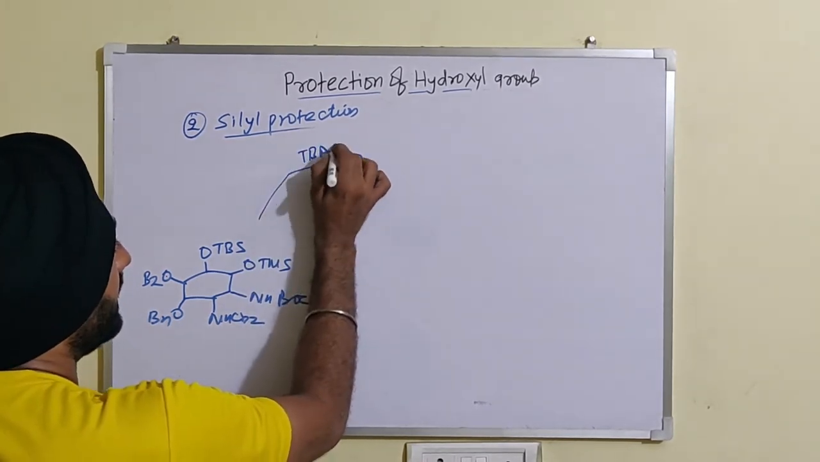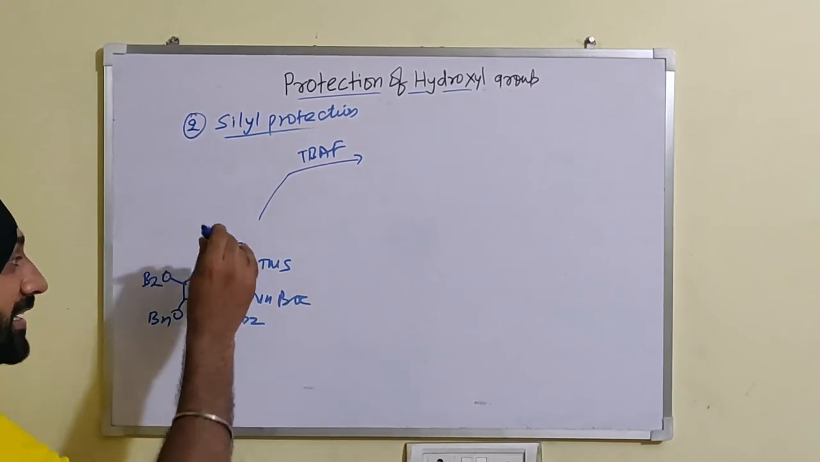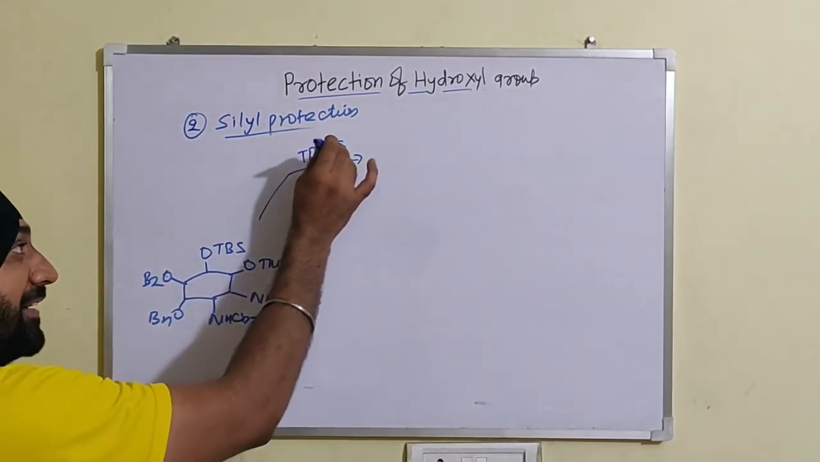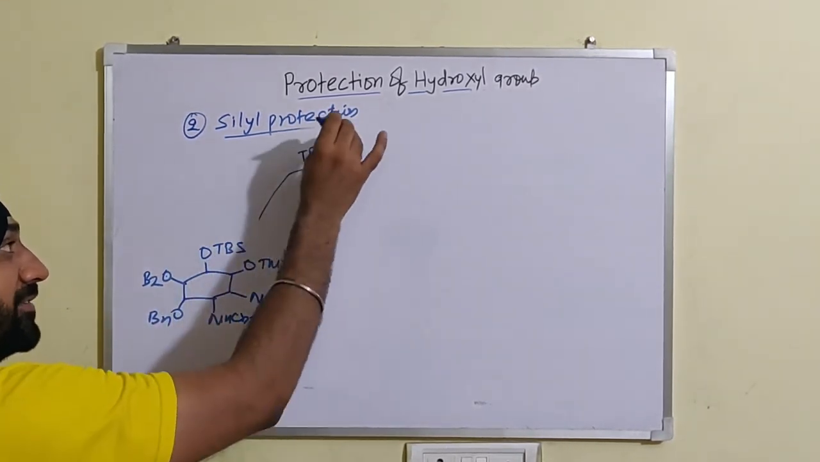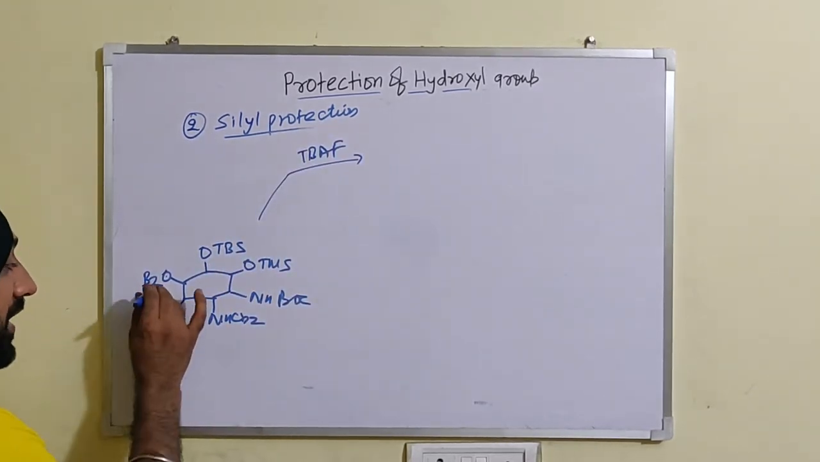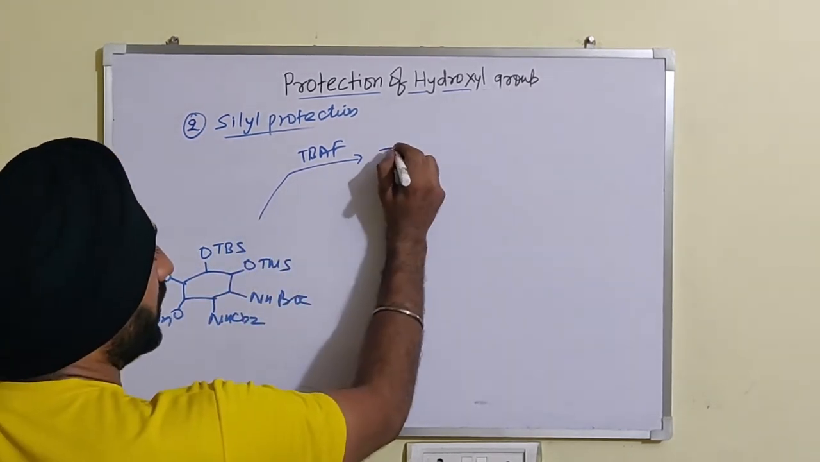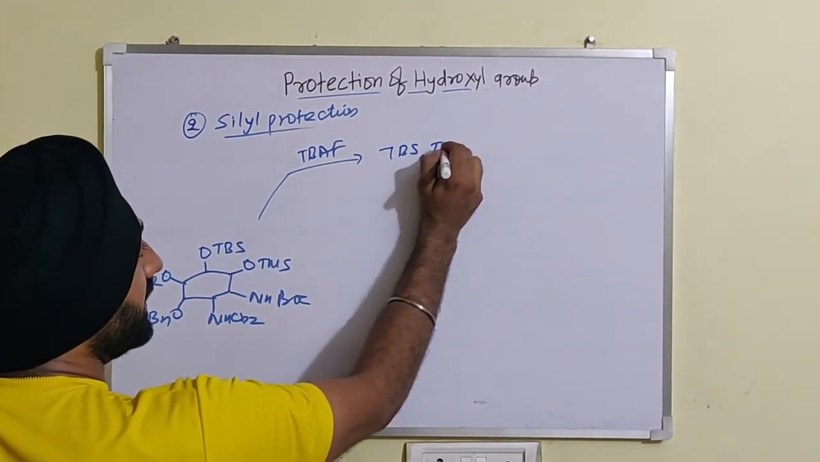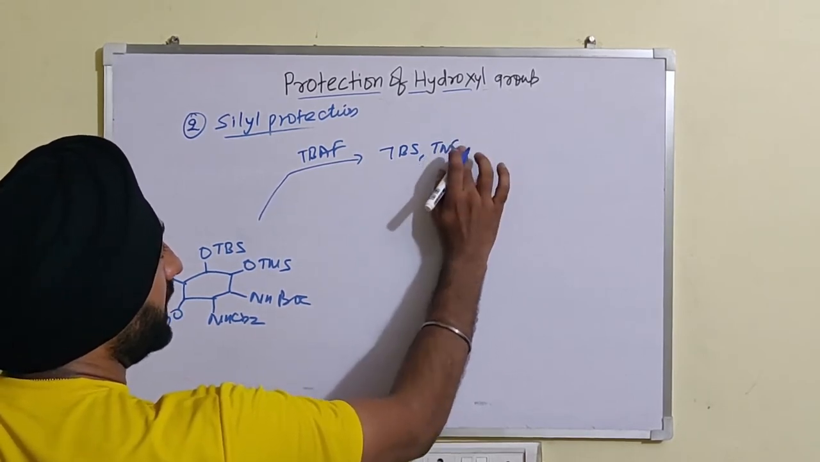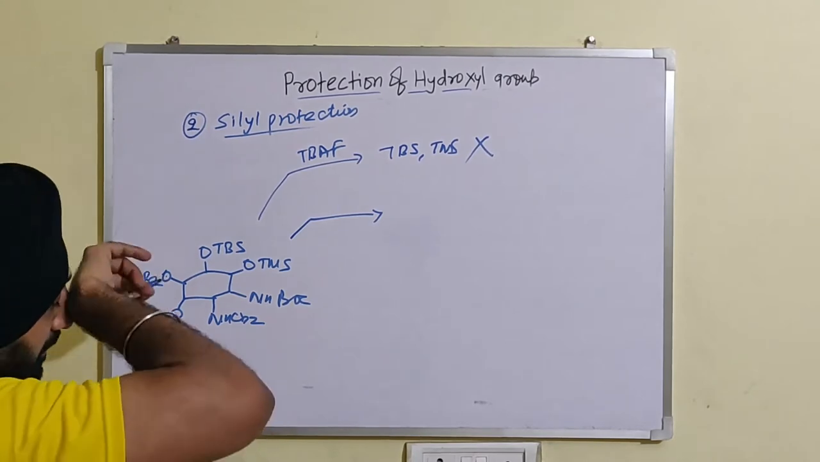TBAF. In the presence of TBAF, which will go? Fluoride. We know that TBS and TMS, these are silyl protections, have a strong affinity for fluoride. Benzyl, fine. Benzoyl, fine. CBZ is fine. BOC is fine. So which one is going to go? It is TBS and TMS. They are going to be knocked off. Let us take the next one.